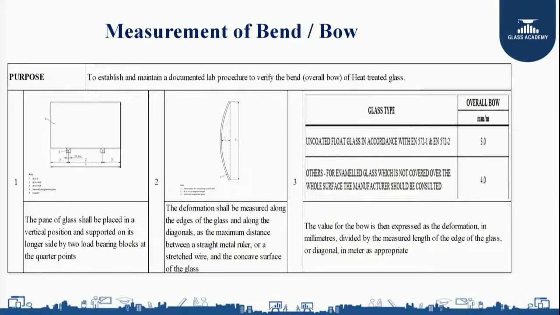Then we need to measure the deformation between the glass and the straight edge or the straight ruler with the help of a taper gauge scale. As per the standard, for a 1000 mm panel, 3 mm bend is allowed. So we have seen how we are going to measure the bend in a heat treated glass. Now let us see a video that will even demonstrate.